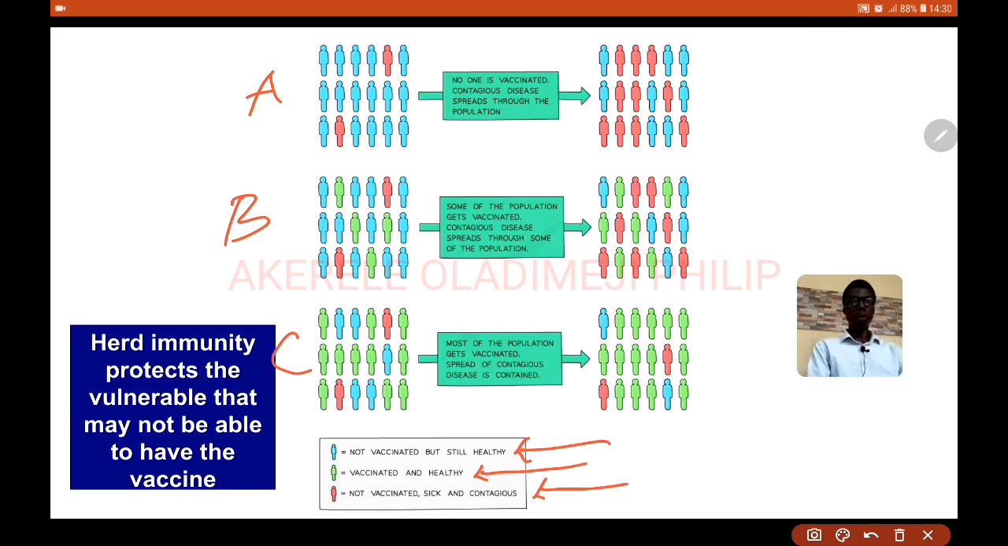Now, let's see what happens. So this first group here, group A, we have just two people that are sick, no vaccine. So you can see what happens here. It says here, no one is vaccinated, so the contagious disease spreads through the population. See what happened, because nobody was vaccinated. Within the space of, I don't know how long, initially, in the beginning, we have two people that had the disease. Now, see what happened after some time.